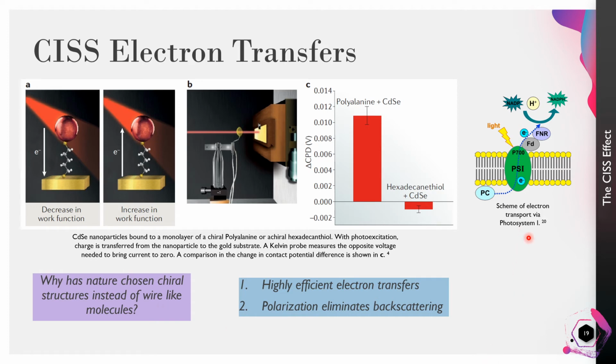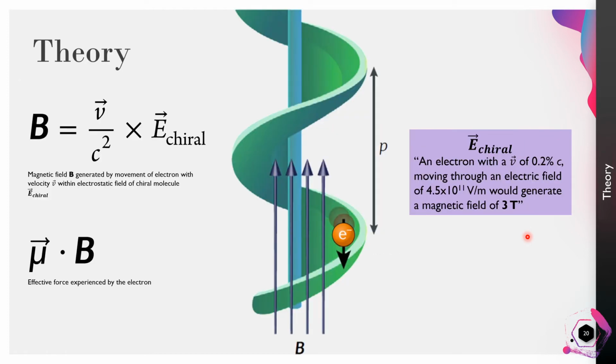As you can see here in photosystem 1, we're getting electron transfers over 7 to 10 nanometers, which on the scale of an electron is huge. So the theory behind why this effect occurs can be explained essentially from the perspective of the Lorentz force. If you were to move a charged particle through an electric field with a certain velocity, you would develop an orthogonal magnetic field.